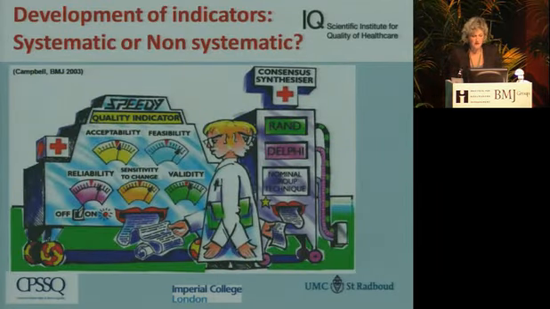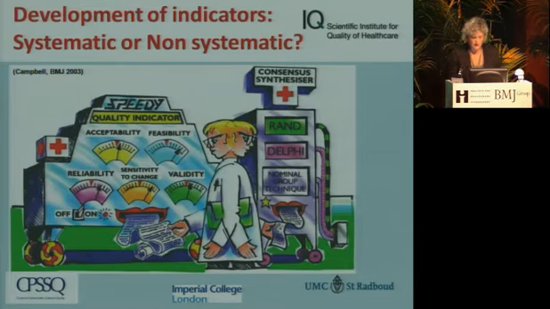Now, which procedure do we have to use to develop quality indicators? First of all, from literature, we know that quality indicators have to fulfill different quality criteria. They have to be valid and reliable, they have to be acceptable for users, and they have to be sensitive to change. But the question is, how can we develop such indicators with those quality criteria?